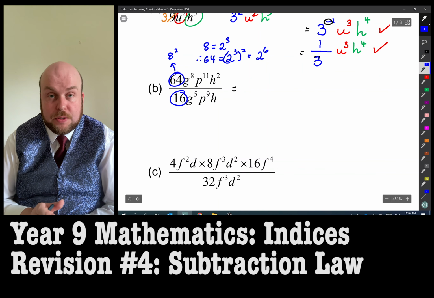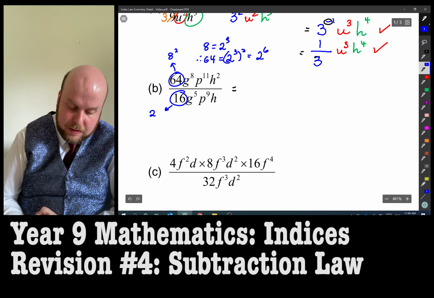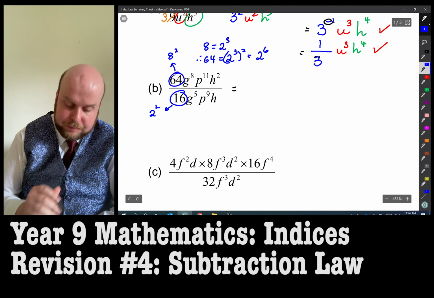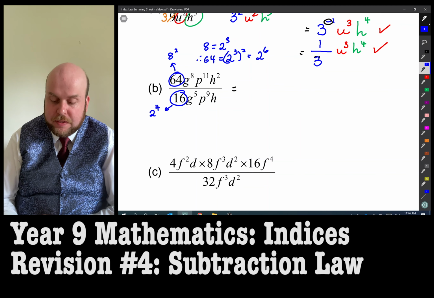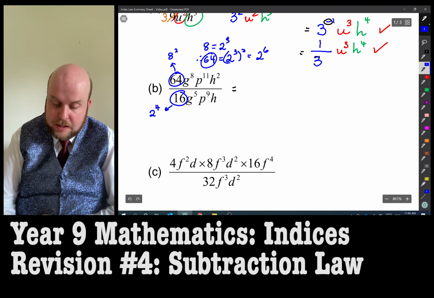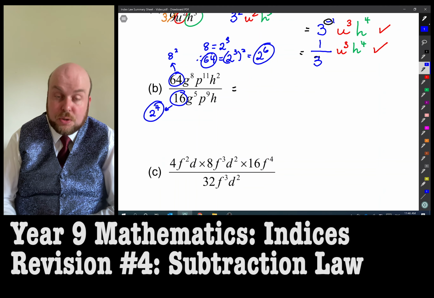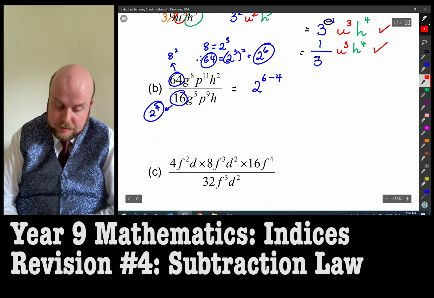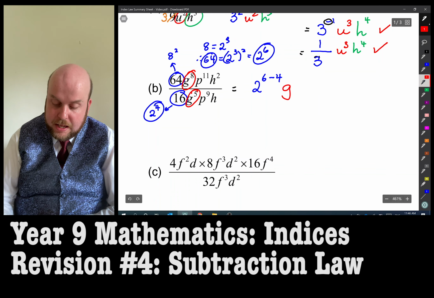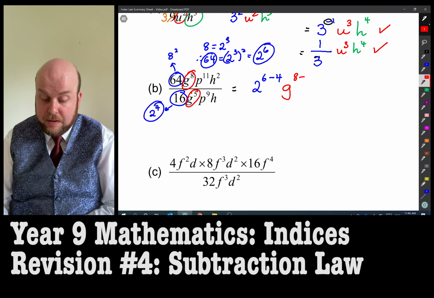16 is 8 times 2, or 2 to the power of 3 times 2, which is 2 to the power of 4. So therefore, we've simplified 64 is 2 to the power of 6, and 16 here is 2 to the power of 4. So let us simplify this accordingly. 2 to the power of 6 take away 4, because remember, we're doing a division. I have my g's here. So g to the power of 8 divided by g to the power of 5 is going to be g to the power of 8 take away 5.